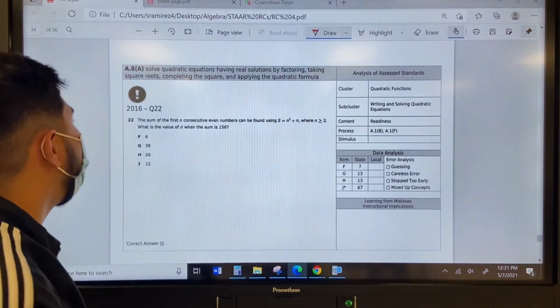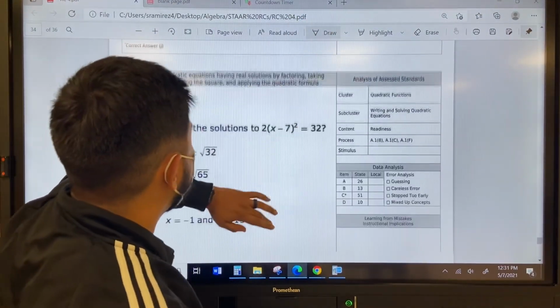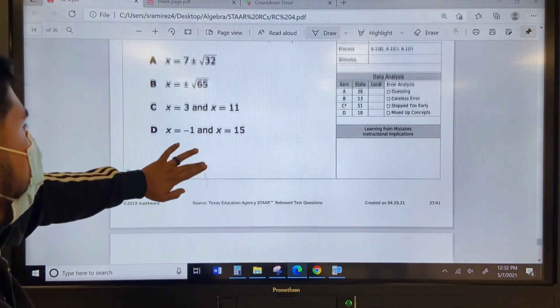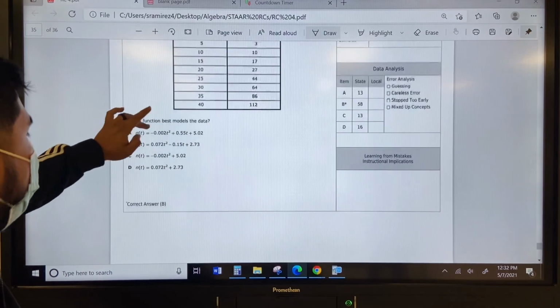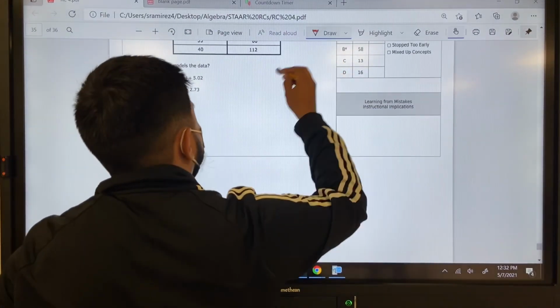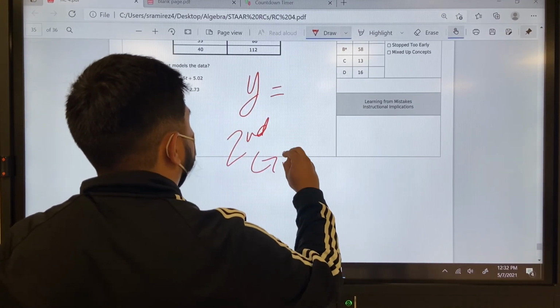2016, let's not worry about it. I don't want to do 2016 stuff. And the same thing, throw it over, y equals. I love it. Y equals second graph. Let me write that down. Y equals second graph.